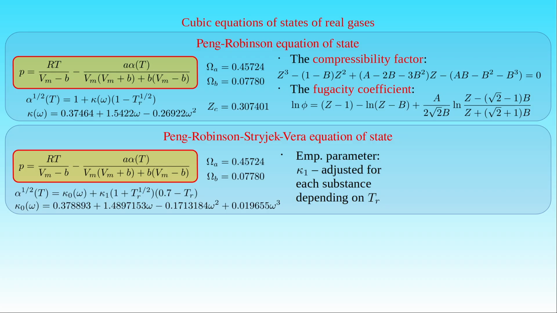Since the Peng-Robinson equation and the modified equation introduced by Stryjek and Vera have the same form, the cubic equation for the compressibility factor and the expression of the natural logarithm of the fugacity coefficient have the same forms as well. However, the explicit form of the alpha function in the definition of capital A differs in the original and the improved version of the equation of state, which produces different results in the thermodynamic calculations.